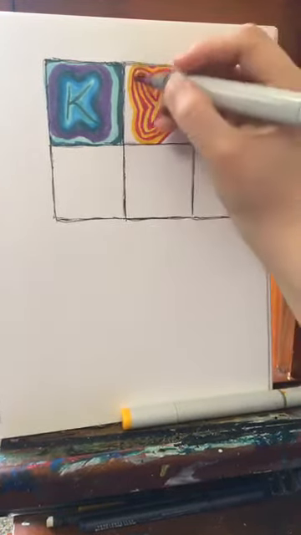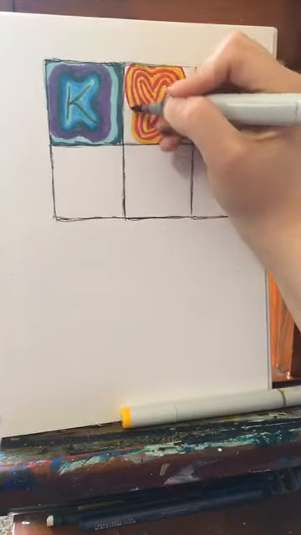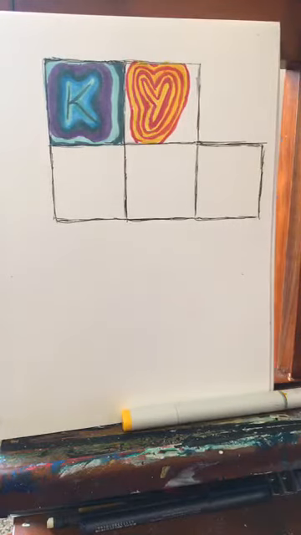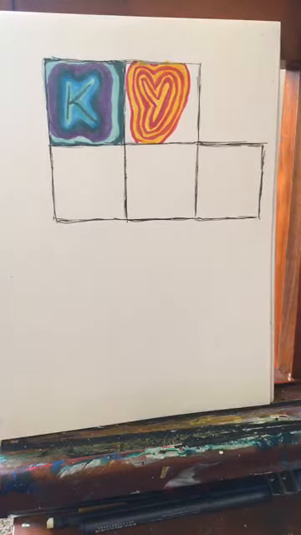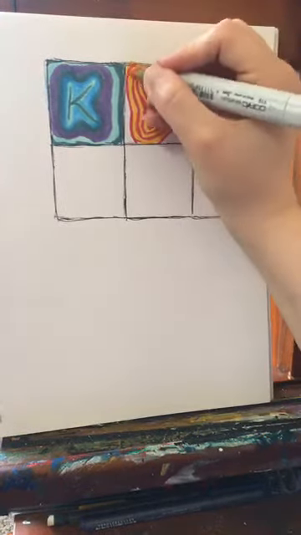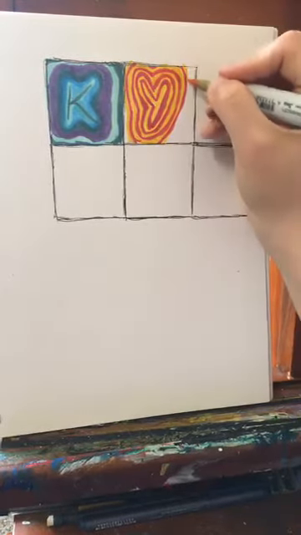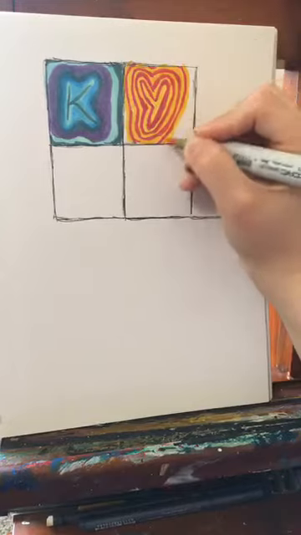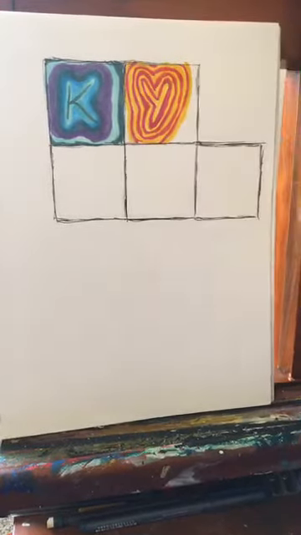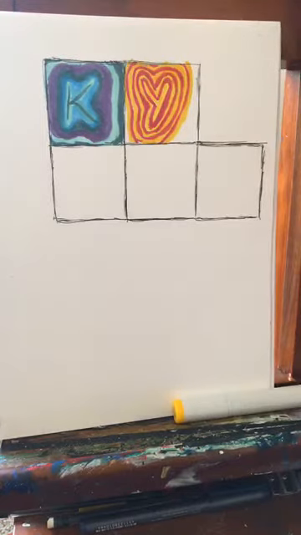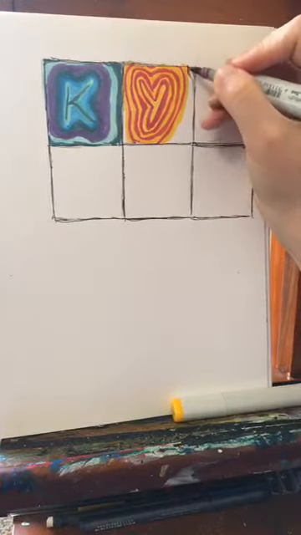There we go. Yeah, I really like that. It almost looks like a puddle of red and yellow. I think the next colors I want to use, I'm not sure. I think I might go for, like, some reds and pinks down here.